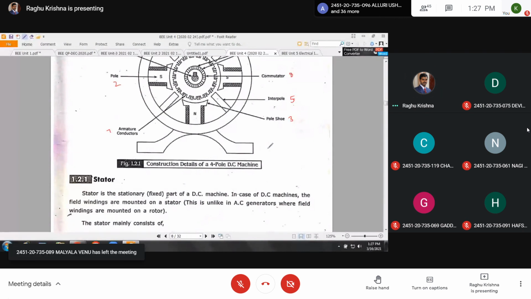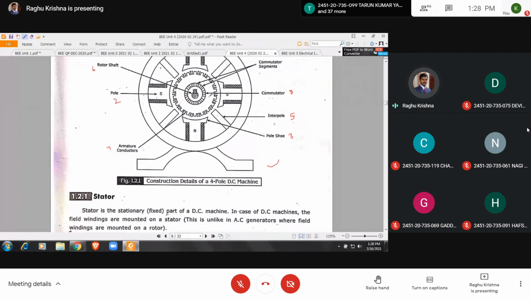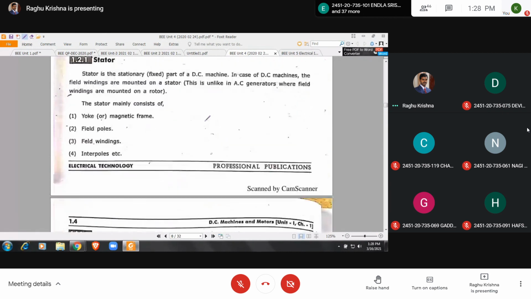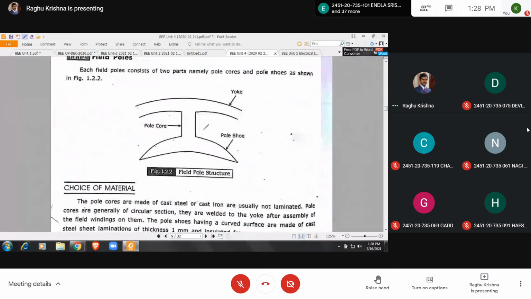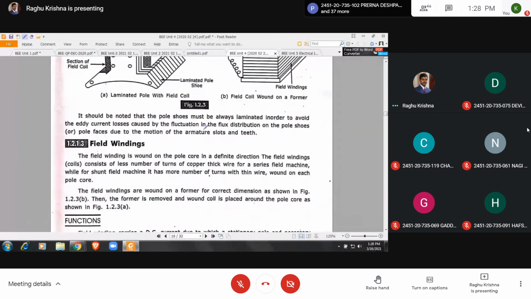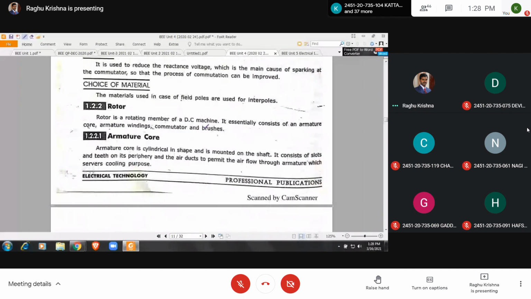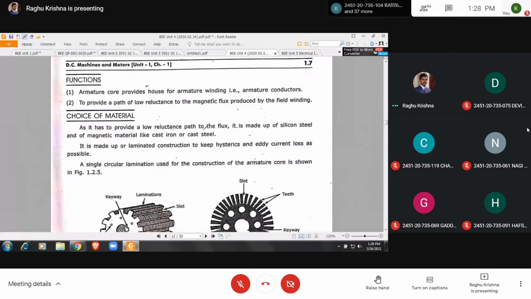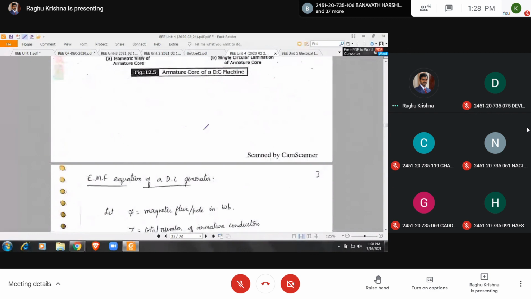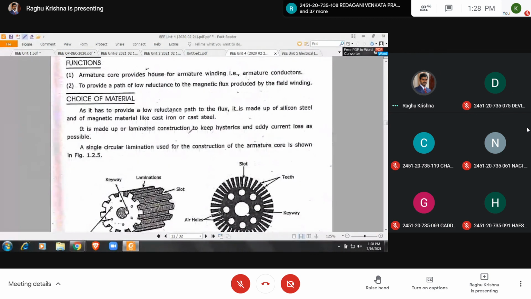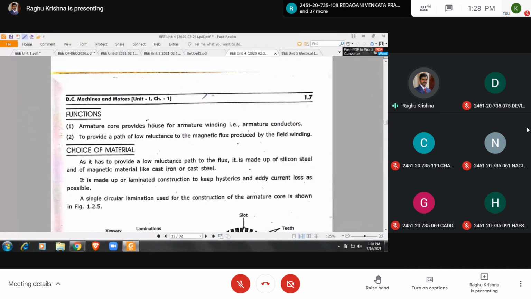Diagrams are very important. If you draw the diagrams without seeing the matter, they can give the marks. You can draw the diagram only if you understand the parts. So field windings, interpoles. Up to this you can draw and write. So explain the different parts.